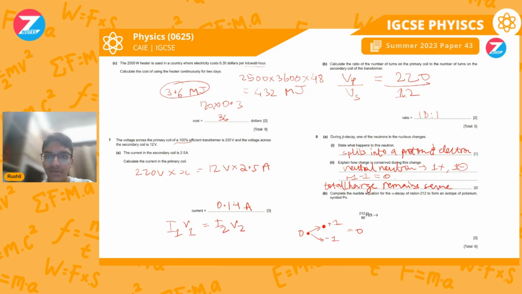Part B says complete the nuclide equation for the alpha decay of radon 212 to form an isotope of polonium, symbol Po. So you know that alpha decay is the emission of one alpha particle, and one alpha particle is basically a helium nucleus, which has four nucleons, which is neutrons plus protons, and two protons. So from the values of radon, four will be subtracted from the mass number, and the atomic number will be subtracted by 2. So we have the symbol Po, 208 by 84, plus, of course, one alpha particle.